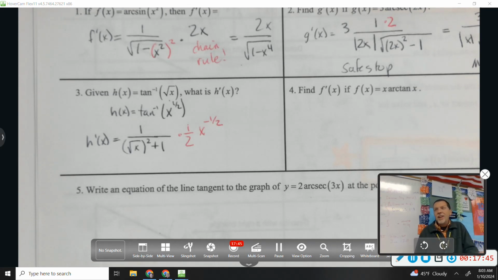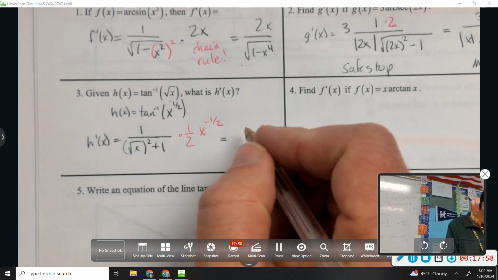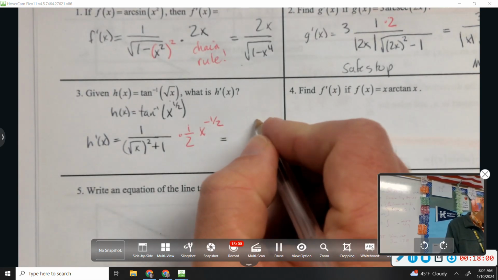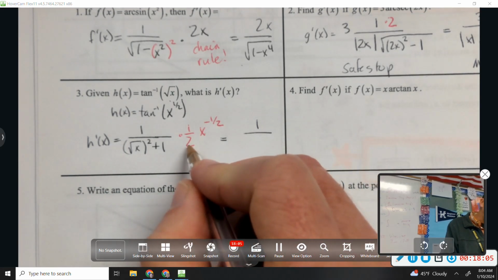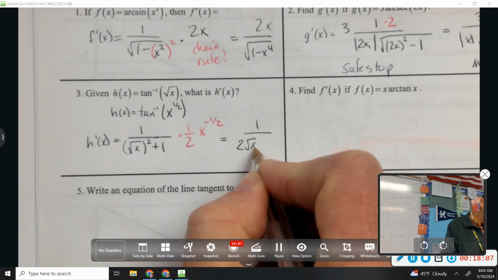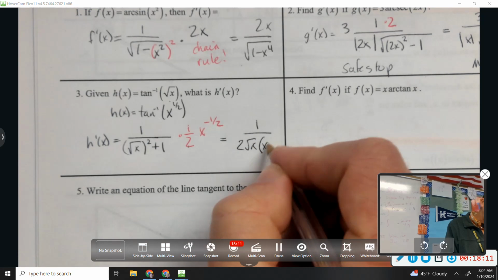And that's a safe stop, right? There's more algebra simplifying to do, but if you're allowed to leave it, don't mess up something that's fine as it is. Now, a multiple choice is going to clean that up a little bit. Let's see here. That 2, I'm going to put this 2 and square root of x sort of in the front, and then x plus 1.